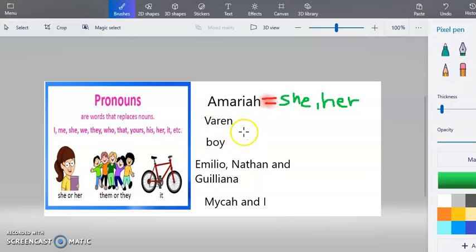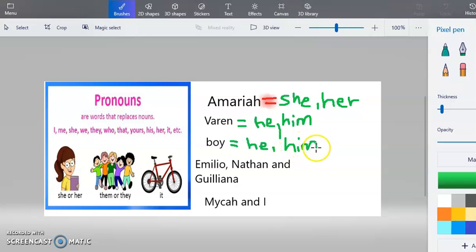And these are nouns. We know what nouns are. So let's take a look at Varin. We have Varin. He's a boy. He's a male, right? So what are some of the best pronouns I could use to replace his name? I could use words like he or him, right? These are both pronouns that can be used to replace Varin's name, depending on the sentence that we're using. Let's look at the word boy. To replace this noun, boy, I could also use he or him.